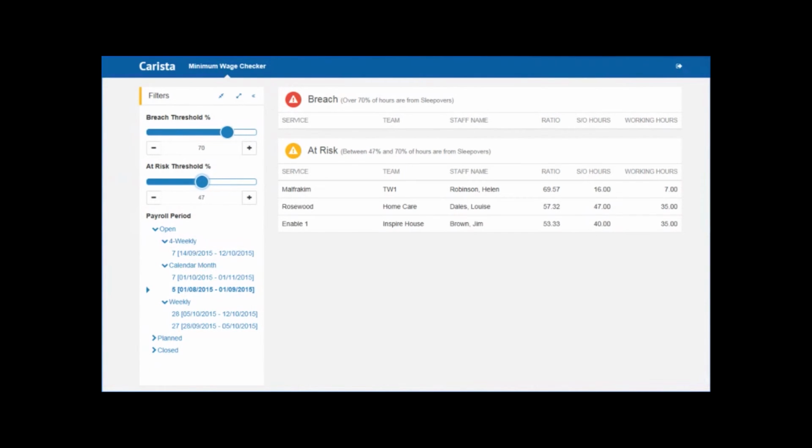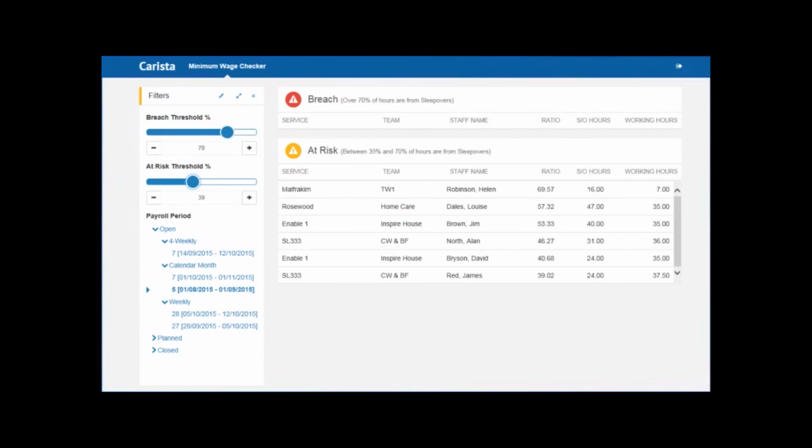As this adjusts, Carista displays the records that meet the criteria and the potential problem areas start to become visible. These can even be across different services and teams. The number of direct hours are displayed, as are the number of sleepover hours, and the ratio of sleepover hours that have been provided and need to be monitored.